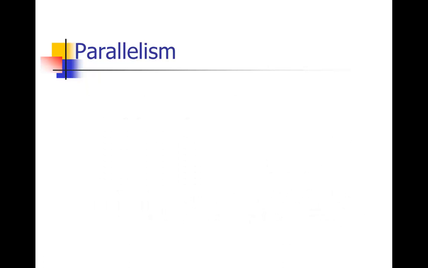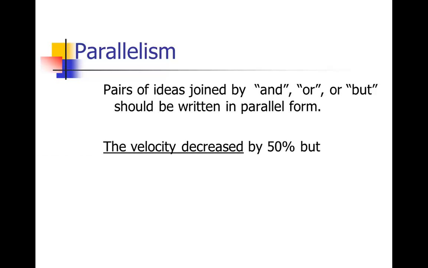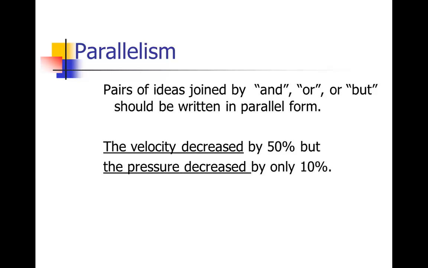So lists of things, and pairs of ideas that are joined by and, or but need to be written in parallel form. So here's an example. The velocity decreased by 50%, but the pressure decreased by only 10%. So we've got subject, verb, subject, verb. So those have to be written in the same form. Subject, verb, but subject, verb.